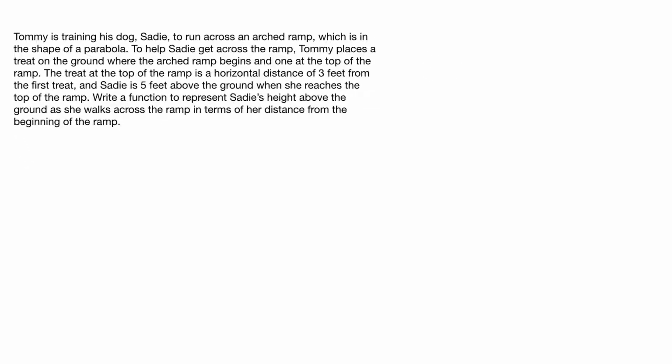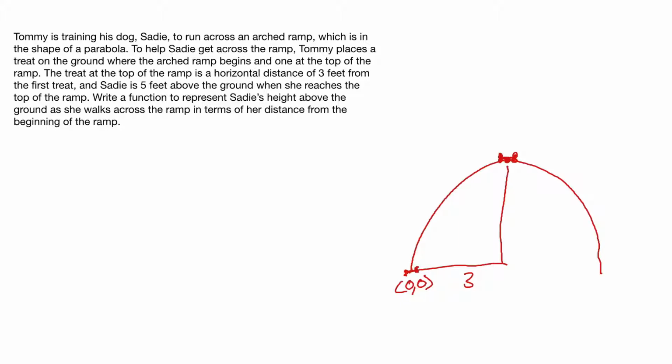So, just like with the last question, I would recommend that we start by drawing an image. It doesn't have to be perfect. There's our ramp, right there. Now, here's our first dog treat, right there. And because that's right at the start, it's at 0, 0. Now, at the very top of the ramp is another dog treat right here. And this one, as you'll note, is 3 over and 5 feet up, which means this one would be at 3, 5.